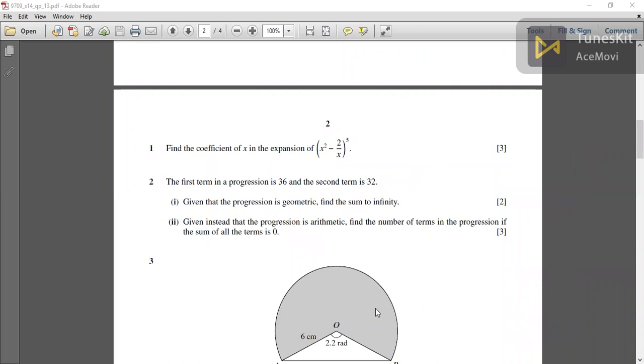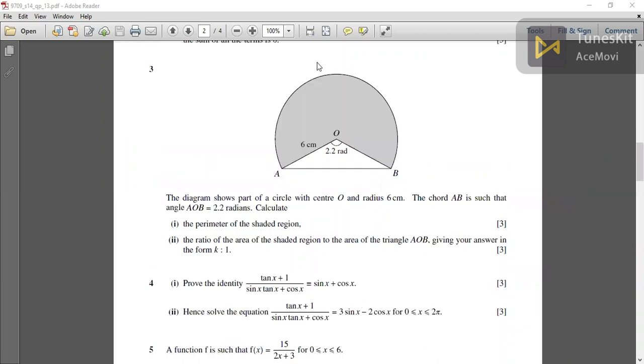So for the third one, as we can see we have the diagram, a circle, and for the first part, it asks us the perimeter of the shaded region. The perimeter. So we have this 6. This is of course also 6. We have to find this.